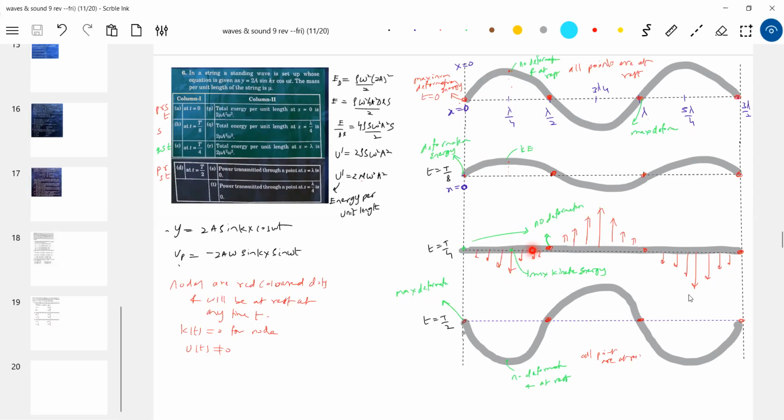But net flow will be 0. Am I right? So in one oscillation, what is the net flow? Average flow of energy through any point will be 0. That's why we say standing wave. Don't think that there is no flow of energy.